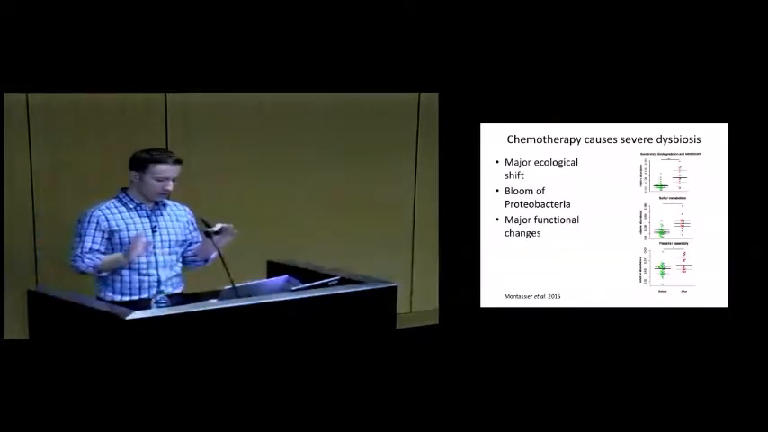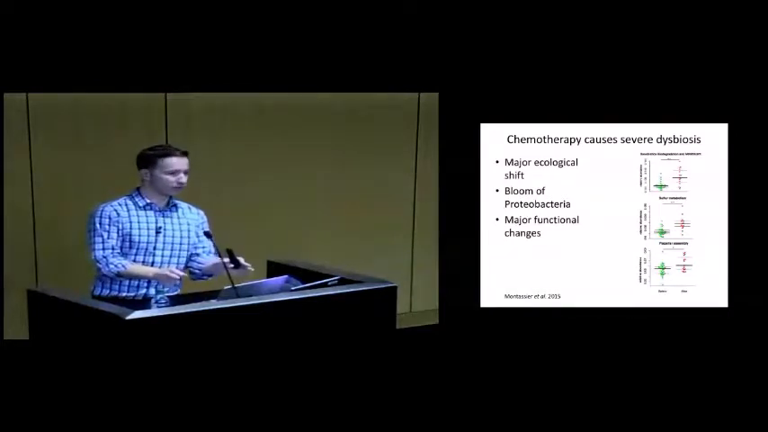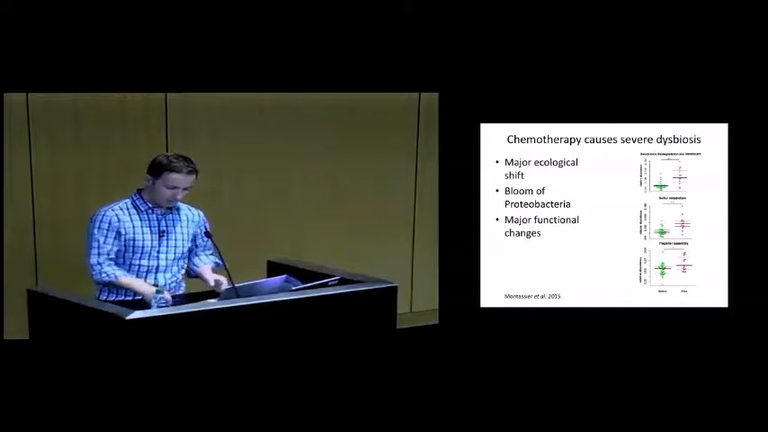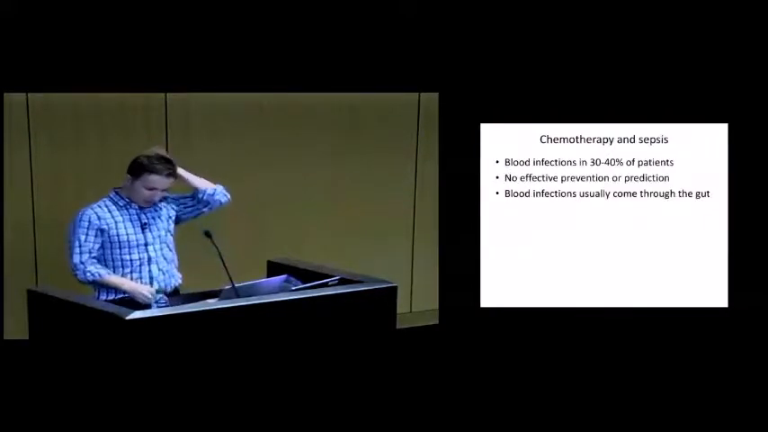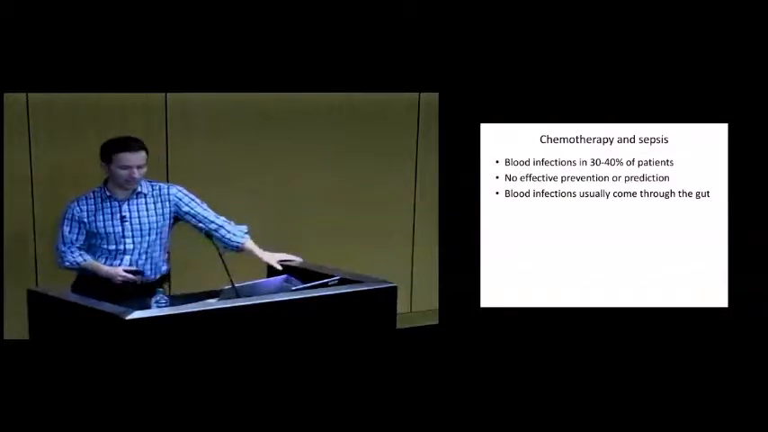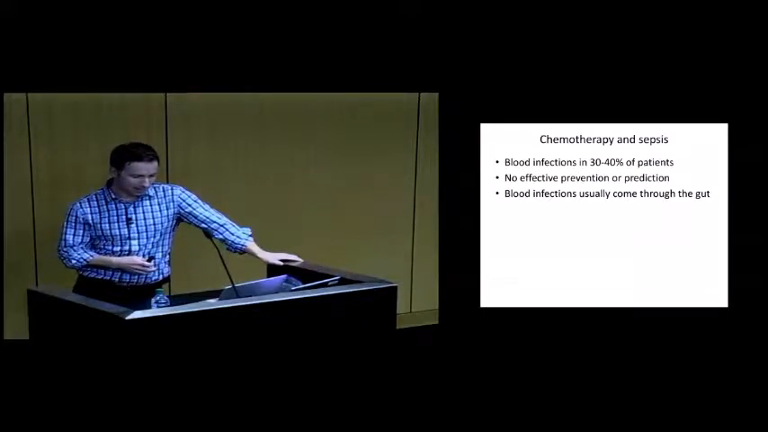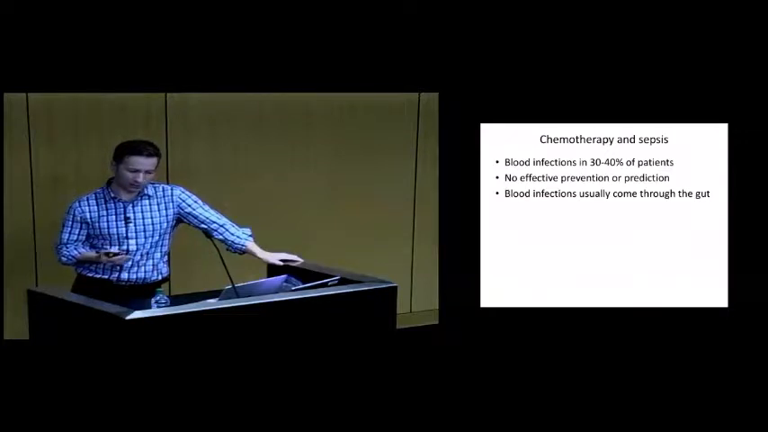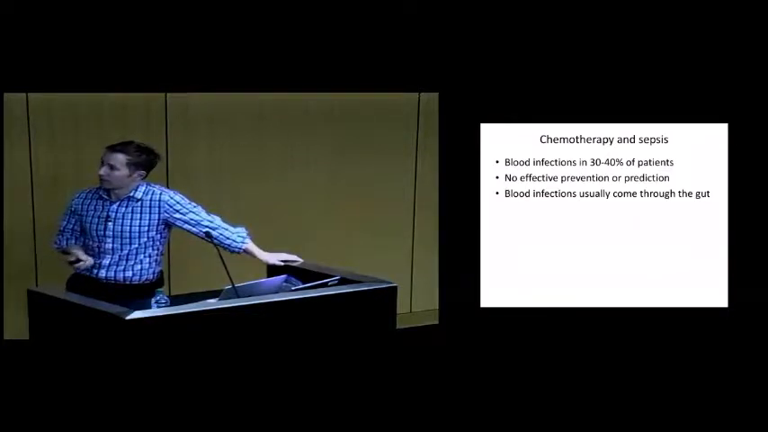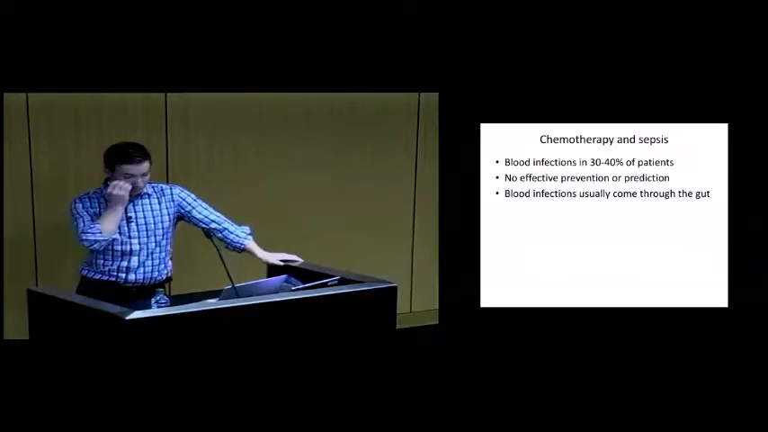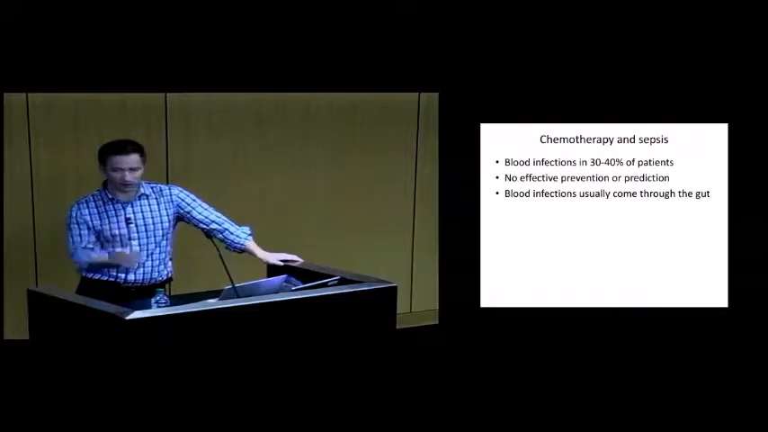So there have been no outcomes here. It was just a pre-post chemo. And we were interested in examining bloodstream infections and sepsis. So bloodstream infections are actually very common in people getting high-dose chemo. It's somewhere around 30 to 40%, depending on the cohort and the center. And there's really no effective way to predict or prevent this from happening. And they usually come through the gut. It's usually a gut bug that translocates and gets into the bloodstream in most of these patients.